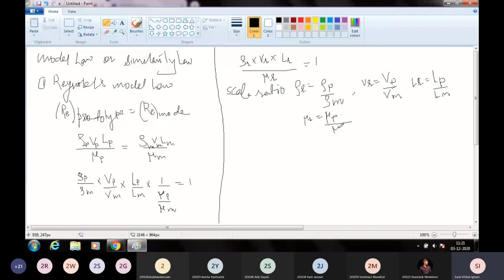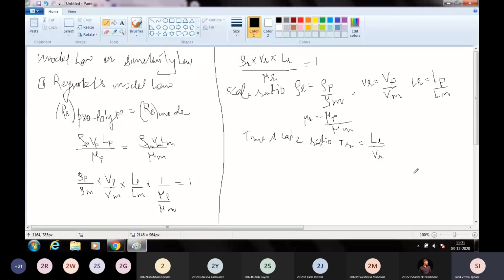Then in the same way, can we write the time scale ratio? So how to write time scale ratio? If you see the formula, speed is equal to distance upon time, so time is equal to distance upon speed. Distance we just write as length, and speed is nothing but velocity. So this is the time scale ratio.